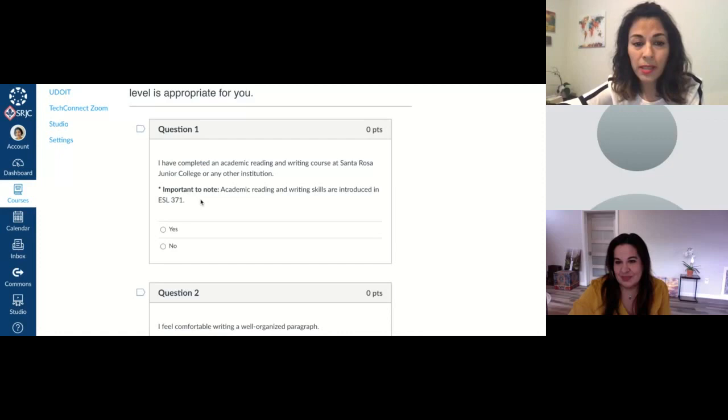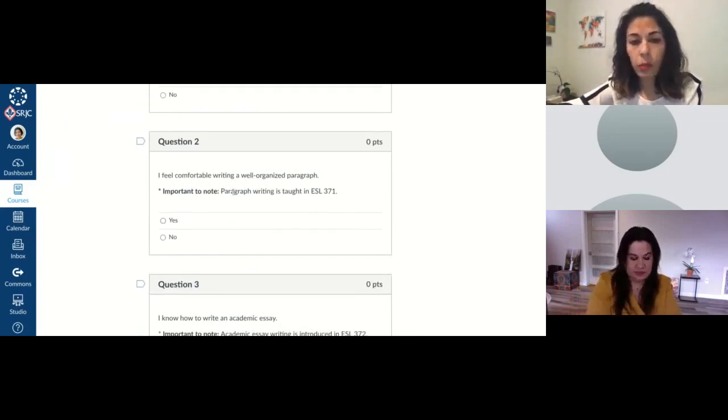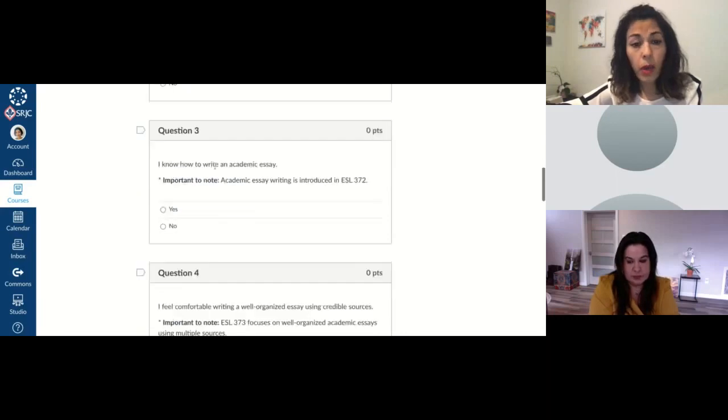So we just said, remember, this level, this question matches with this level. In the second question, I feel comfortable writing a well-organized paragraph. Important to note, paragraph writing is taught in ESL 371. Then I know how to write an academic essay. Important to note, academic essay writing is introduced in ESL 372.